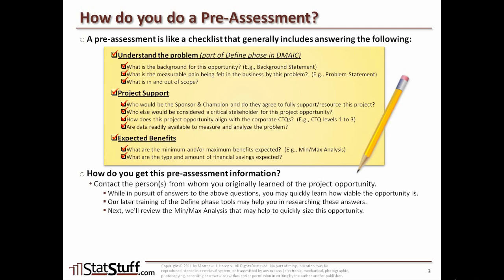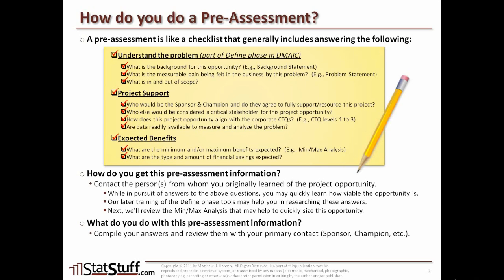And as I mentioned, next what we're going to get into is the MinMax analysis, which is a way to help us quickly size this particular opportunity. So once you've got all this information from the pre-assessment, what are you going to do with it? Basically, I recommend that you compile all your answers together and review them with the primary contact that you have for this particular opportunity. If you could get with the sponsor, that would be ideal, or maybe it's a champion, but you basically want to go back to whoever your primary resource is that you're working with about this effort.